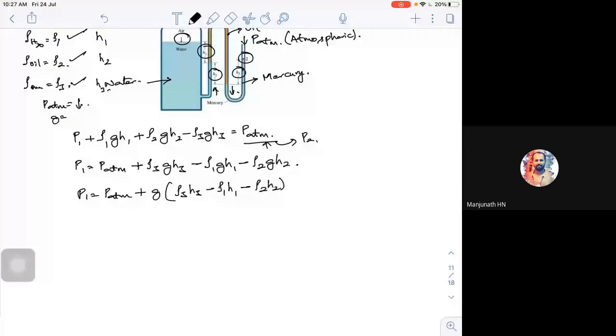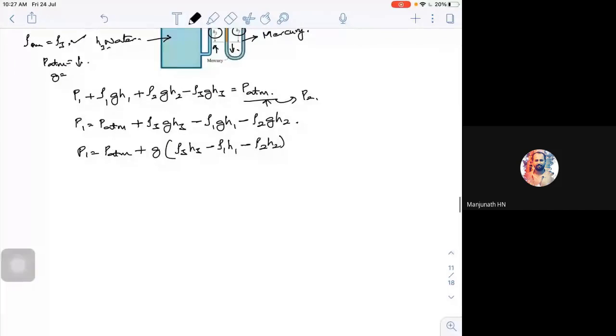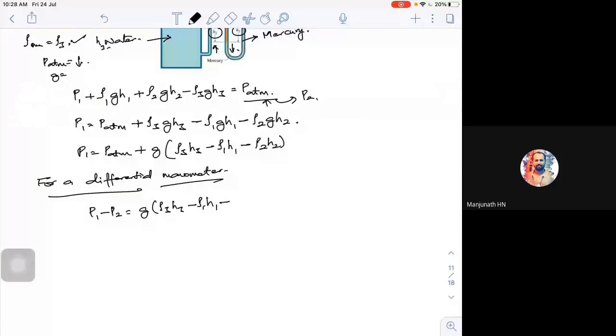So for a differential manometer, I'll be calculating P1 minus P2, and you can write all the things that you have, that is, G into rho 3 into H3 minus rho 1 into H1 minus rho 2 into H2. So this will be your differential manometer or inverted differential manometer, whatever it may be.